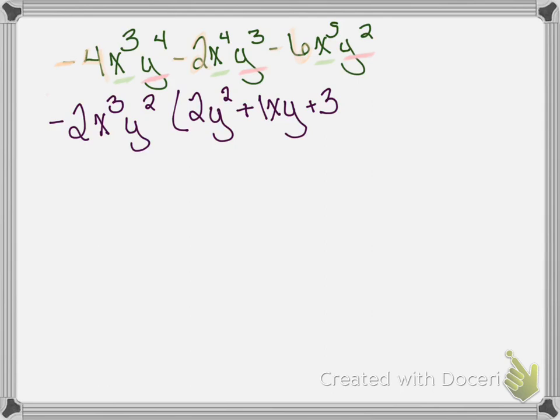X to the third times x squared gives me x to the fifth. Y squared times 1 gives me y squared, and I don't have to write that down. So this is my final answer here. How many of you paused to see if this trinomial could be factored? Did anybody pause? Good, good, okay?